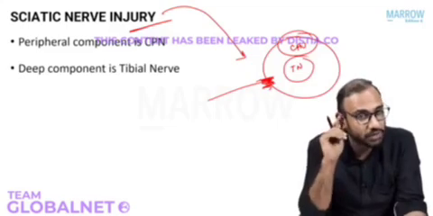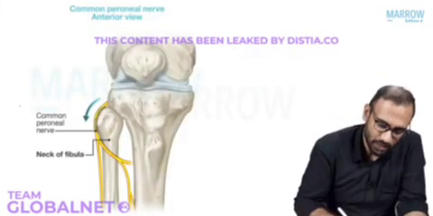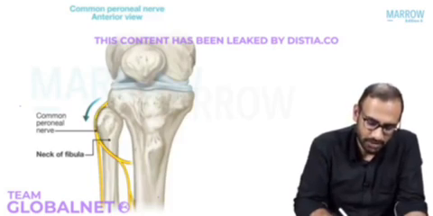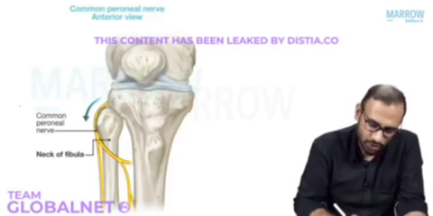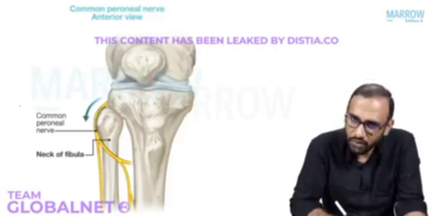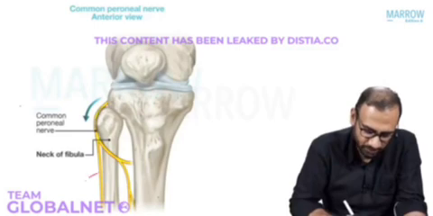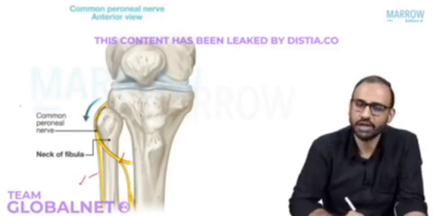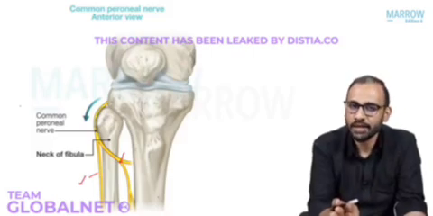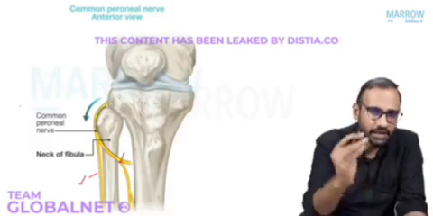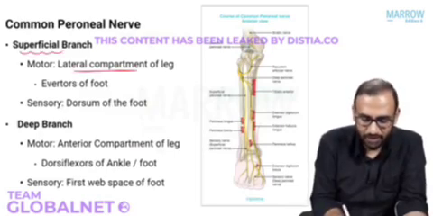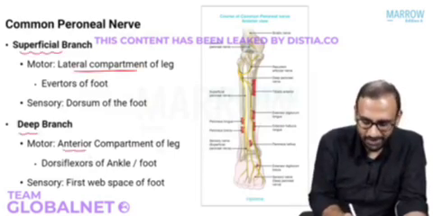Right. Now, where does the common peroneal nerve get injured? Just around the head of the fibula, the nerve divides into a superficial and a deep branch. The superficial supplies the lateral compartment of the leg, and the deep branch supplies the anterior compartment of the leg.